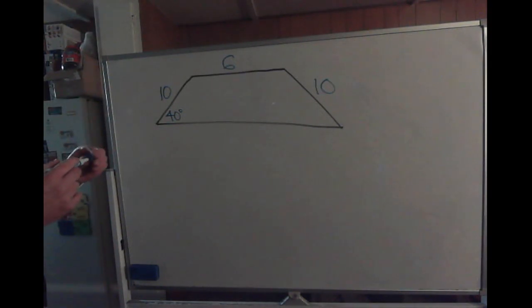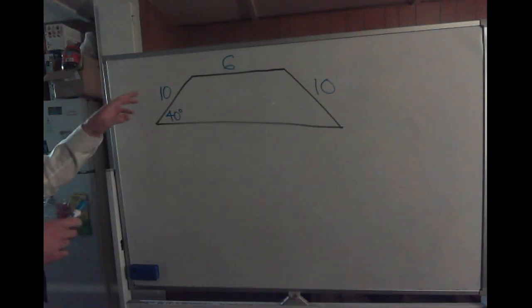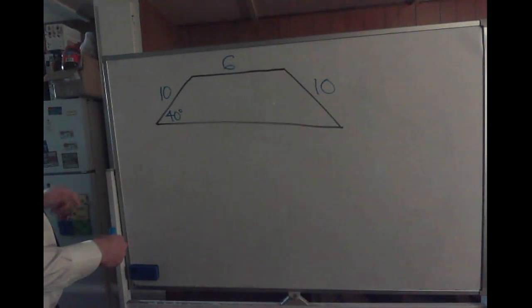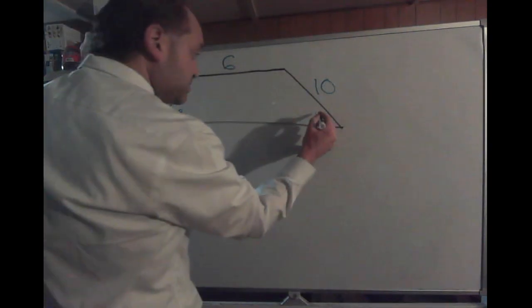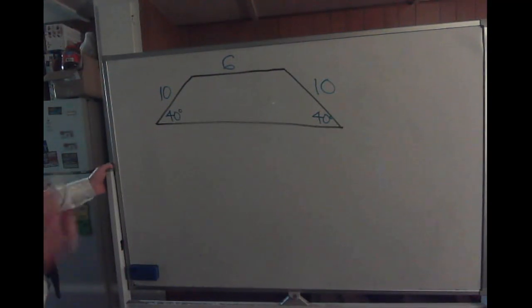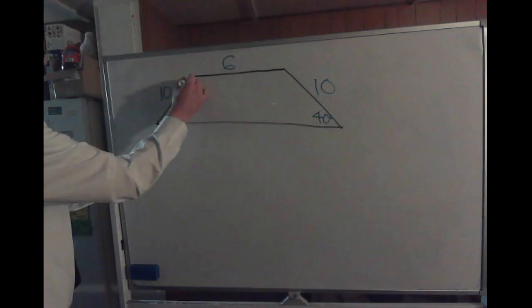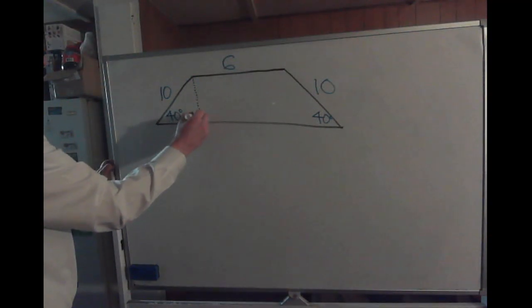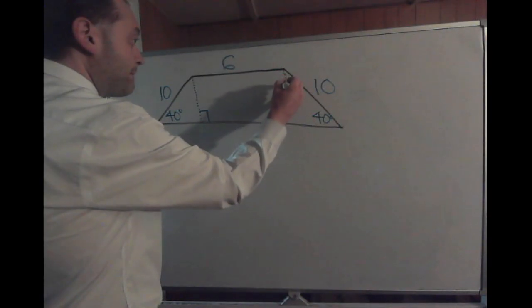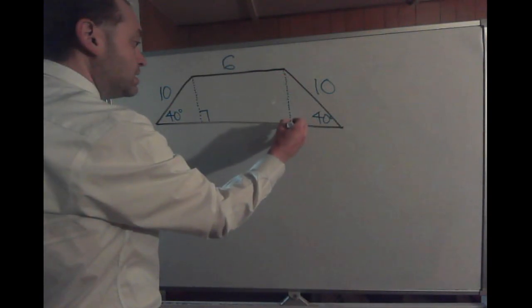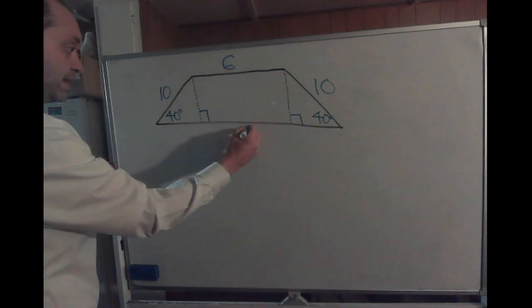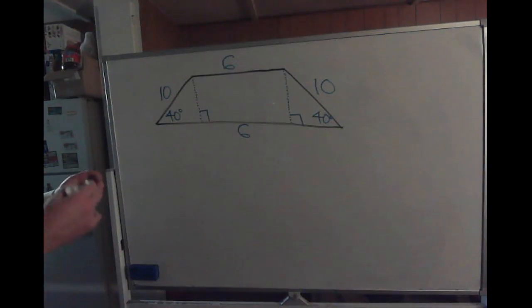Well, let's establish something here first. You have an isosceles trapezoid, since both of the legs have the same length. If this angle's 40, that means the other also has to be 40. So now we can again split this into two right triangles and a rectangle. Since this part's a rectangle, that means this length of the base is 6.